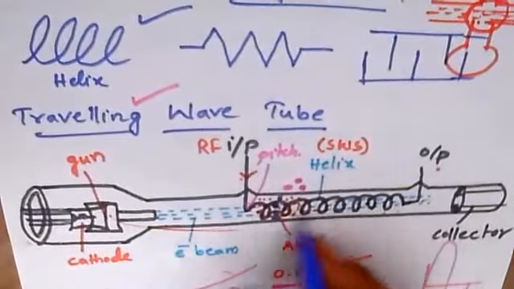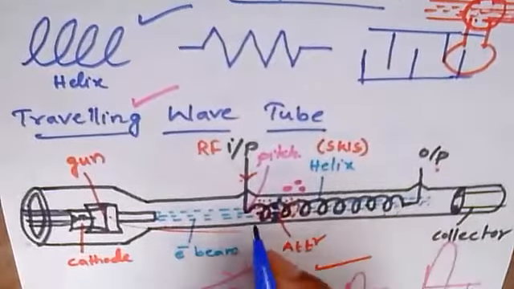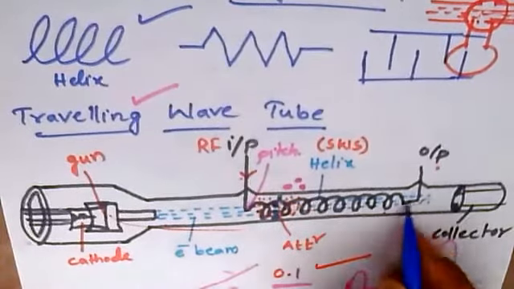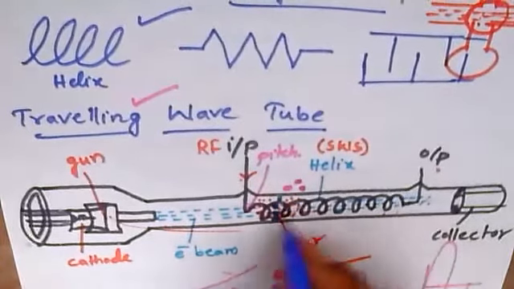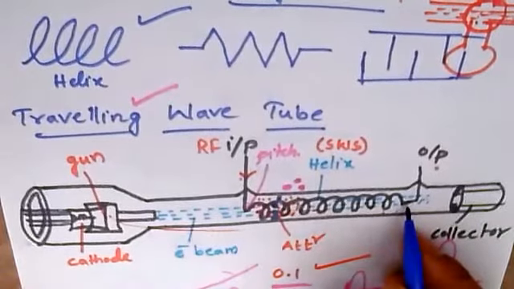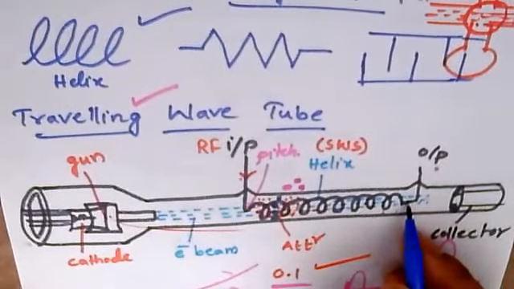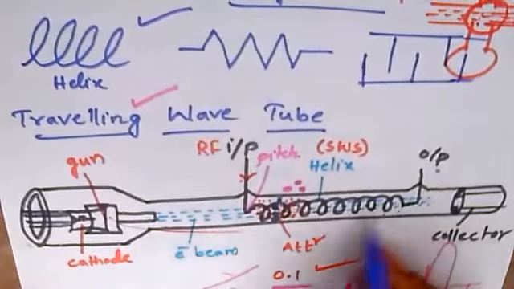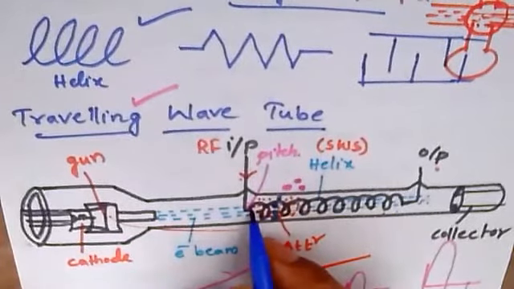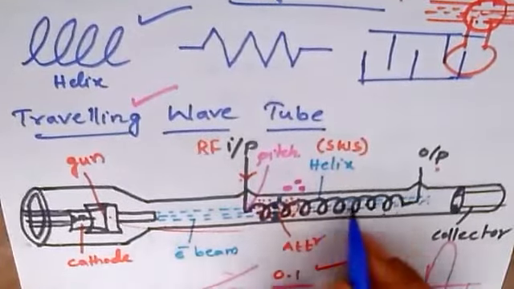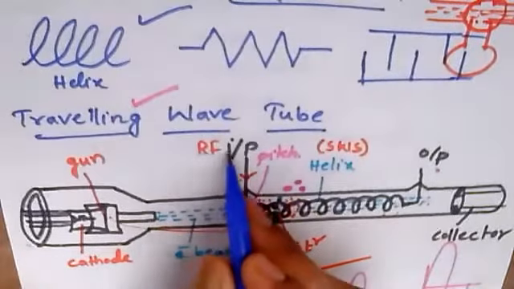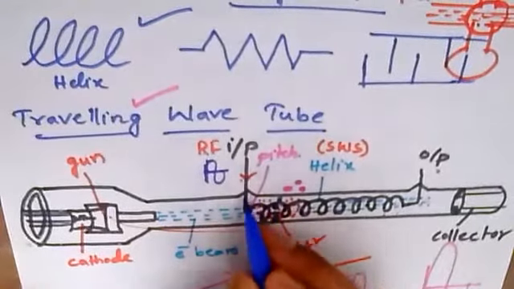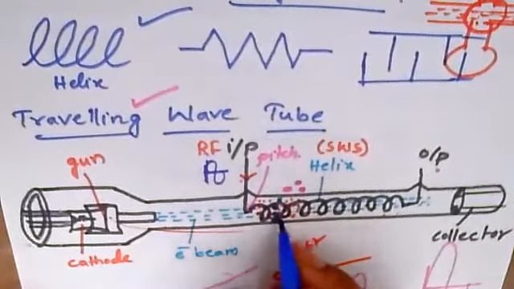The main purpose of using this slow wave structure is that the RF input continuously interacts with the electron beam throughout this particular period and throughout this particular distance. Please catch what I mean to say: our motto is to increase the interaction gap, so that the interaction time and interaction gap are both increased. This is the RF input which is to be amplified, given as input as it passes through this.